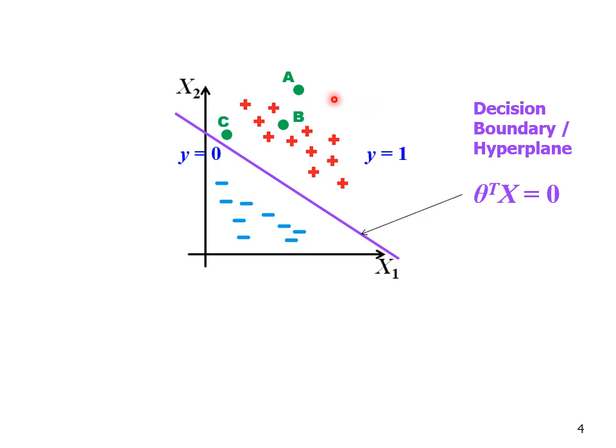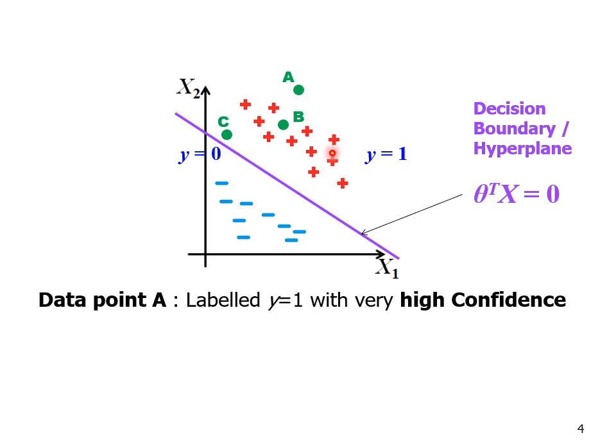If we consider this point A, this point is very far from the decision boundary. If we are asked to make a prediction for the value of y at A, it seems we should be quite confident that y equal to 1 at this point. That means we can label this point A as y equal to 1 with very high confidence. Why? Because A is far from the decision boundary.